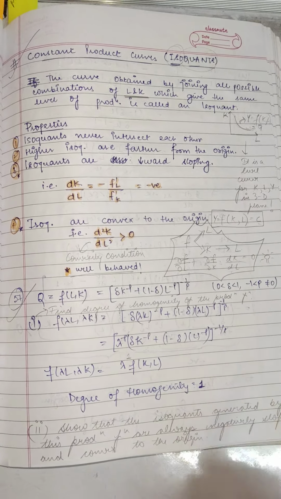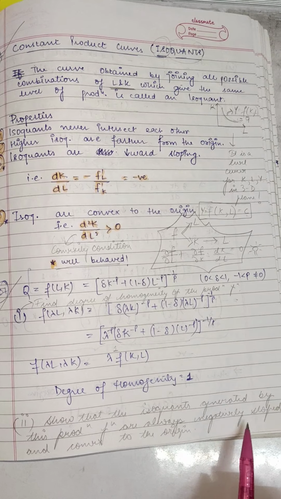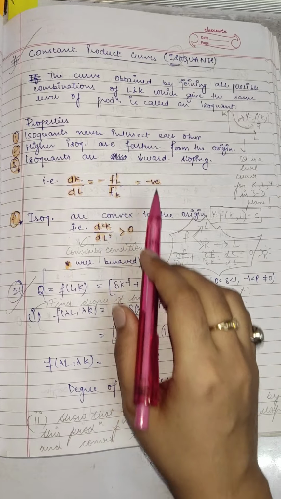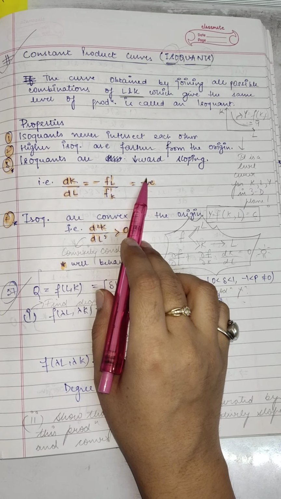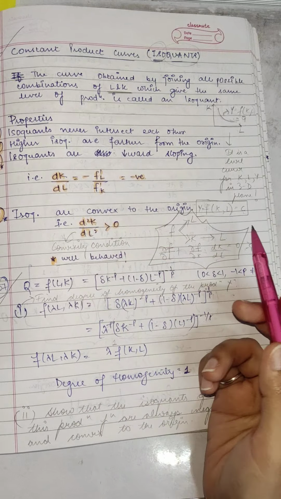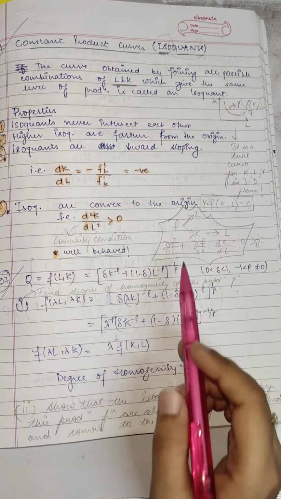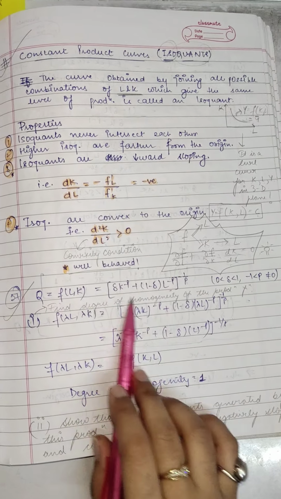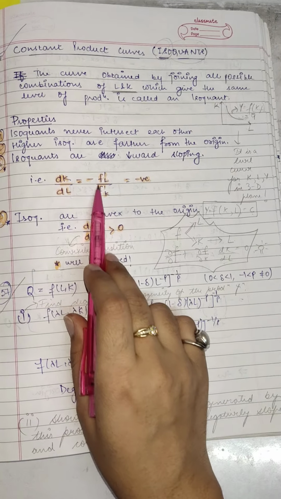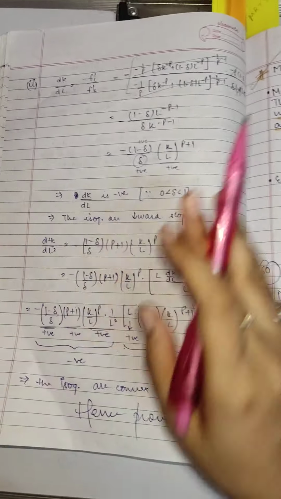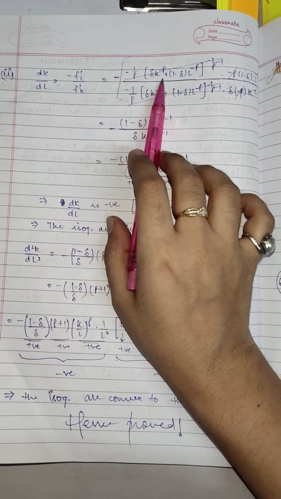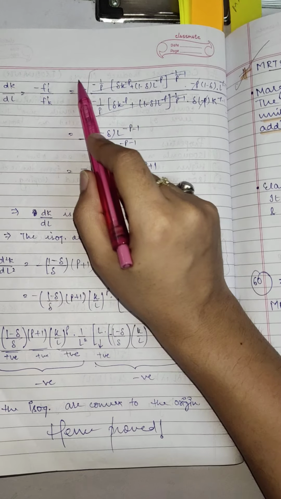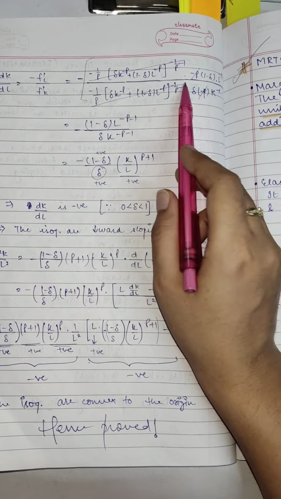Part 2 says show that the isoquants generated by this production function are always negatively sloped and convex to the origin. So I need to prove these two properties: dK upon dL should be negative and d square K upon dL square should be positive. For dK upon dL, I'll differentiate my production function with respect to L, that is F dash L, and also with respect to K, that is F dash K, and find this fraction, which is done over here. So minus of F dash L would be this, and F dash K would be this. Keeping the minus sign outside, work out the derivatives on the inside.